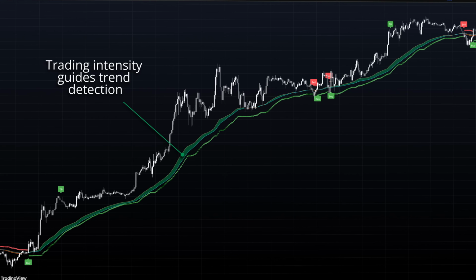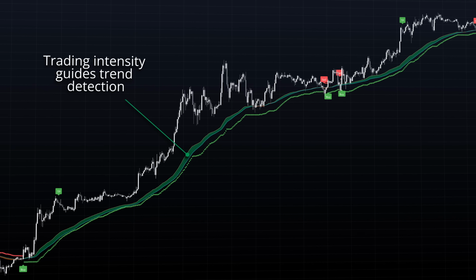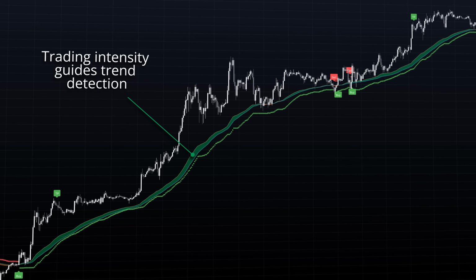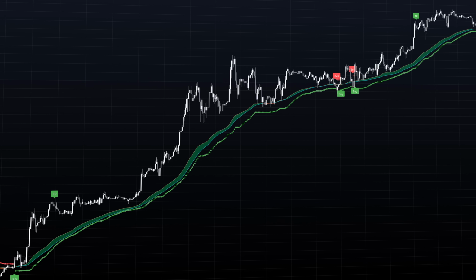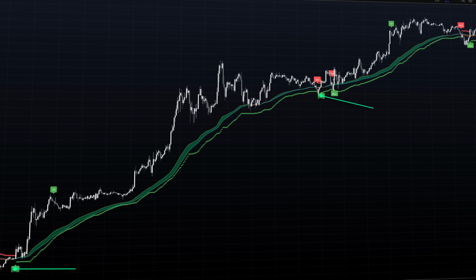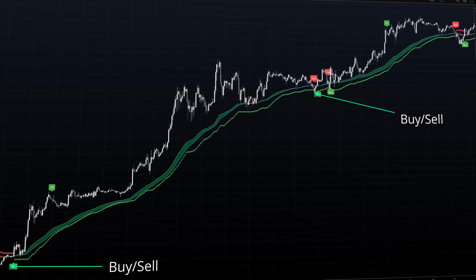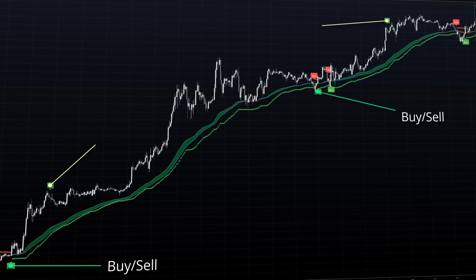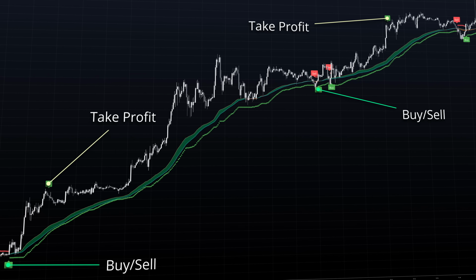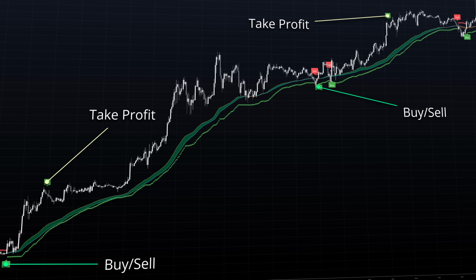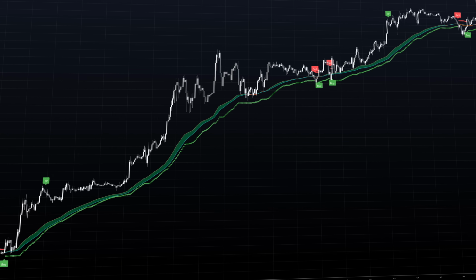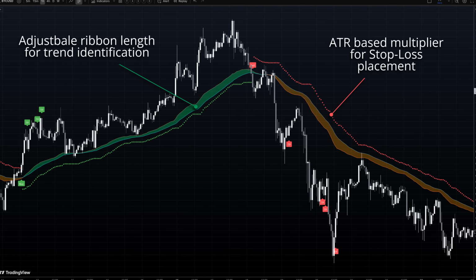This approach adds depth beyond standard price action analysis by incorporating trading intensity into trend identification. Signal generation occurs through dual mechanisms: primary signals when price crosses the supertrend line, and secondary TP, take profit, signals based on statistical deviations from a linear regression slope. The visualization includes color-coded trend lines, with green indicating bullish trends and red showing bearish conditions, complemented by explicit buy and sell labels at signal points.